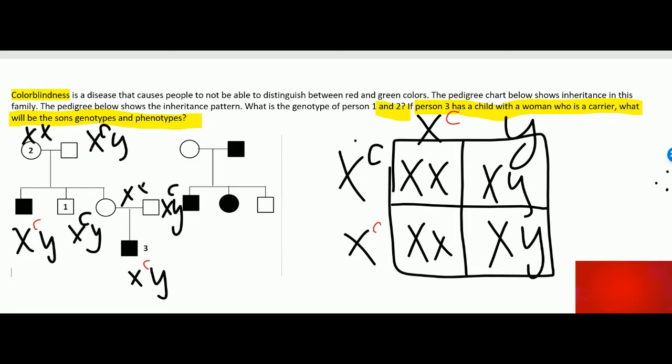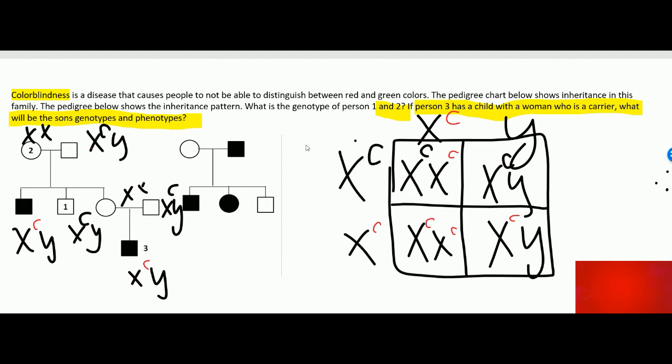And to track our disease alleles, so this first daughter is going to have an X uppercase C from mom and 1 lowercase c from dad. The daughter on the bottom is going to have 2 lowercase c's. And the son on top is going to have 1 uppercase C from mom. He gets his Y chromosome from dad. And the other son will have this lowercase allele from mom, because we have said she's a carrier.